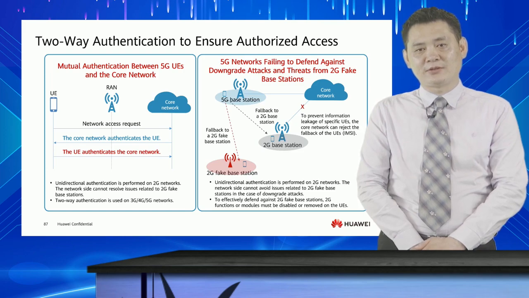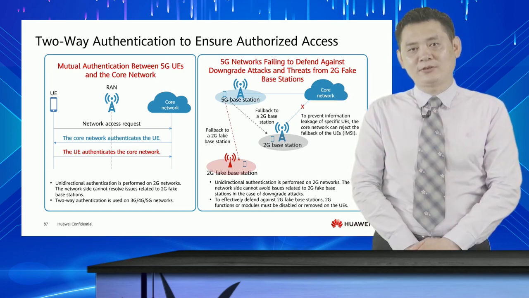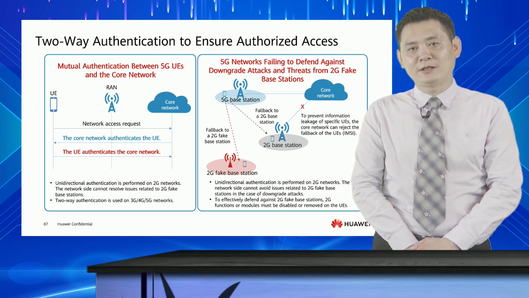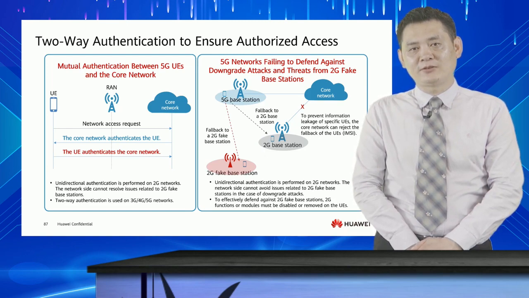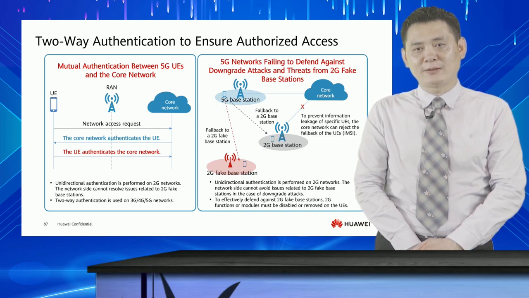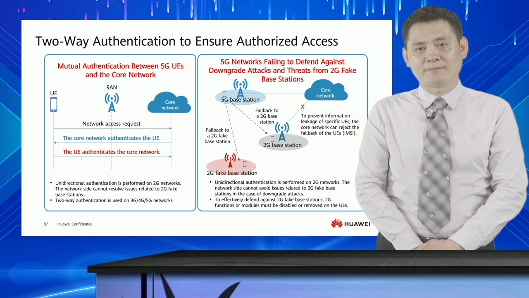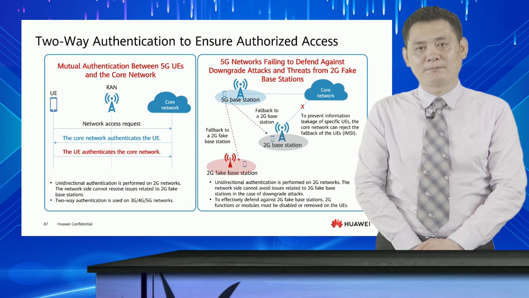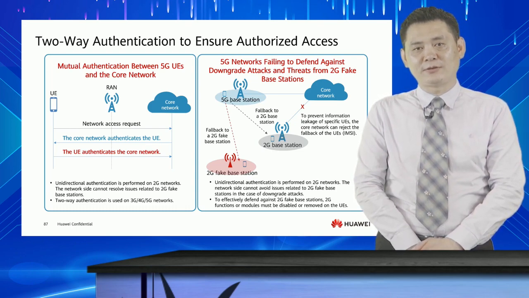This security threat exists. This is because it is sometimes inevitable for a UE to fall back from a 3G, 4G, or 5G network to a 2G network and set up a connection to a fake base station. This security threat does not come from 3G, 4G, or 5G, but from 2G. Then, how do we solve this problem? Currently, there is no perfect solution to this security threat.